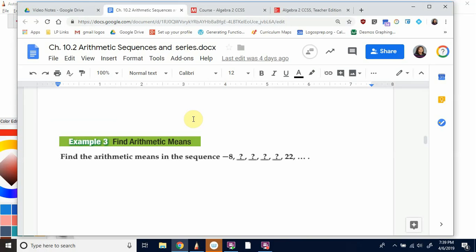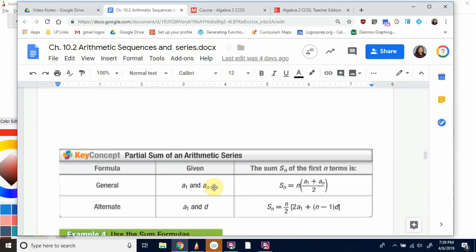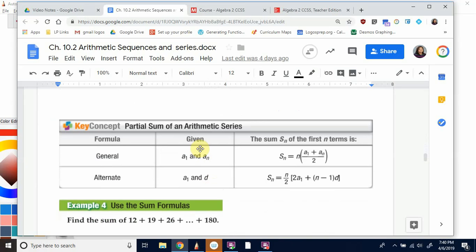Or we can do 1 through 5. Or we can do all of them. Oh, actually, we're just doing partial sums right now. So we can either start from the first one or we can start in the middle. Okay, so that's what partials are. An arithmetic series is a sum of all of them, and we're not going to learn how to do those. We're going to just stop at partial sums. Okay, so you've got two formulas, and you look at your key concept box. Here are our formulas for the partial sum of an arithmetic series. You have a general form and an alternate form. The general form you're going to use when they give you a sub 1 and a sub n.